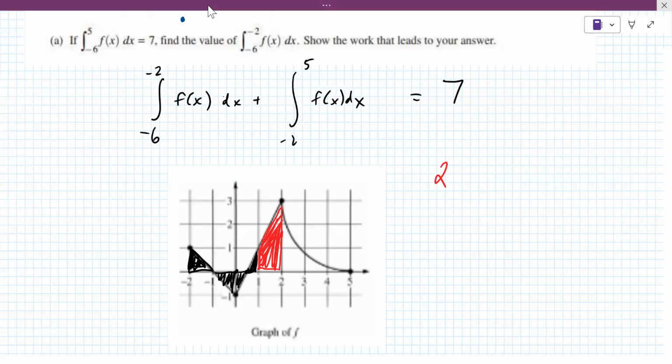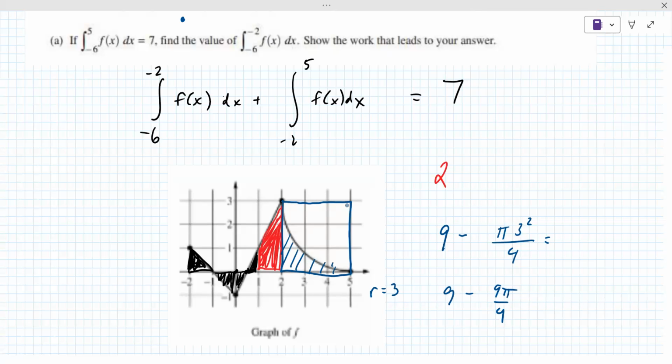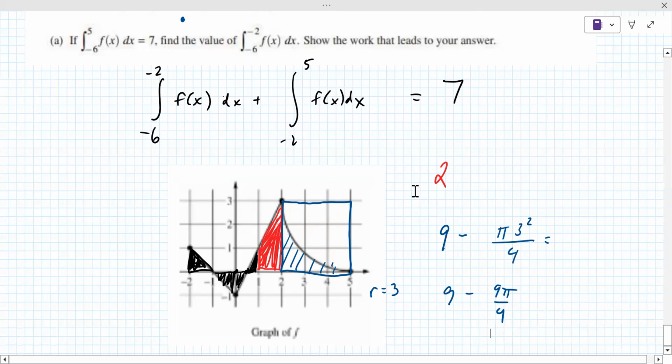The last one's probably the most difficult. It's a composition of shapes. It's the square here, take away the circle. So it's 9 minus the circle, which is a quarter circle, radius of 3. So pi times 3 squared divided by 4. So 9 minus 9 pi over 4. Is that okay? Yes. Maybe.